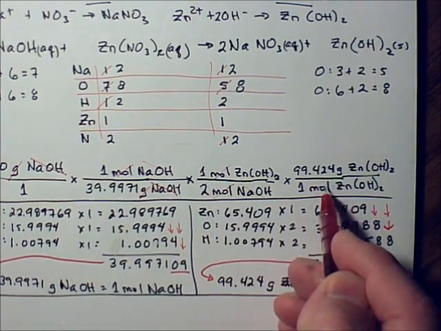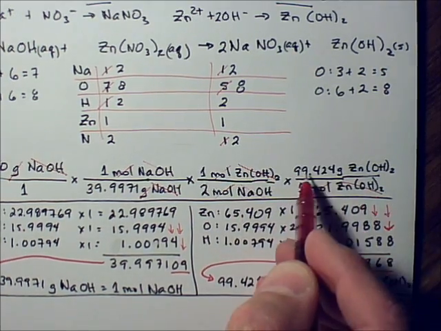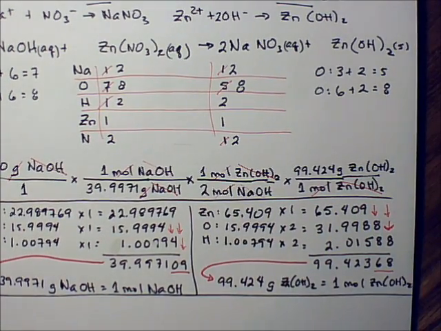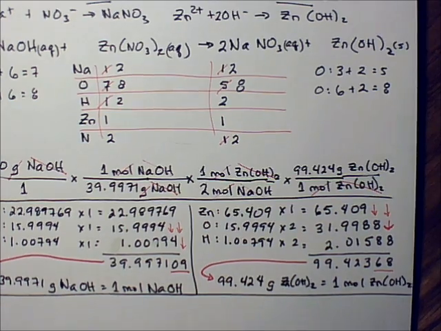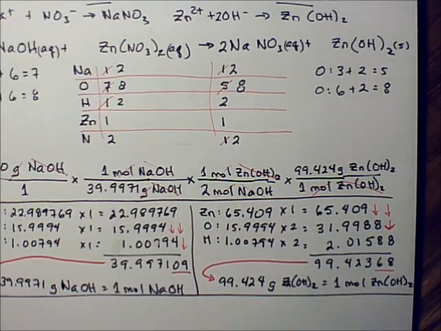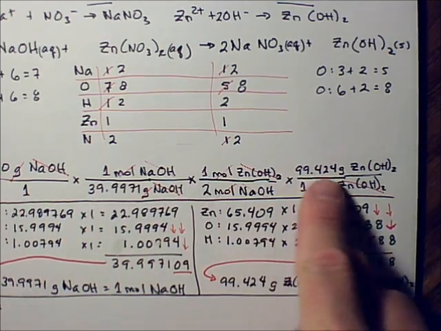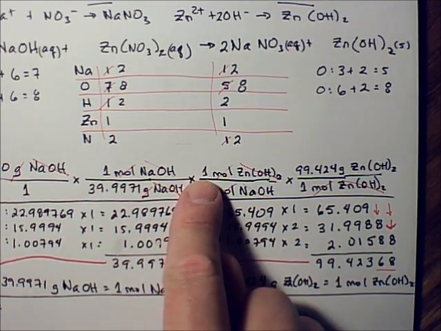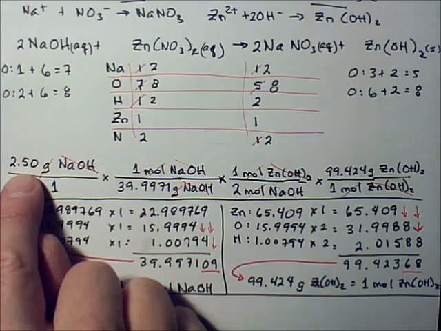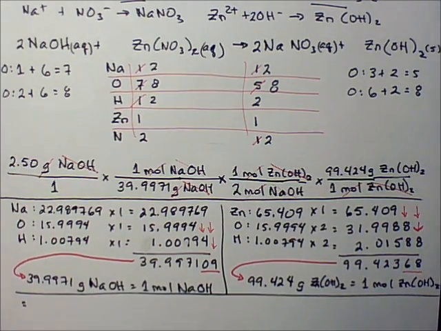Units go away, species goes away. I have grams of zinc hydroxide. That's what I need for this calculation. So I'm going to take this number and multiply it by everything on the top. Well, multiplying by ones don't really give us anything different, so I'm just going to take this number and multiply it by that one.